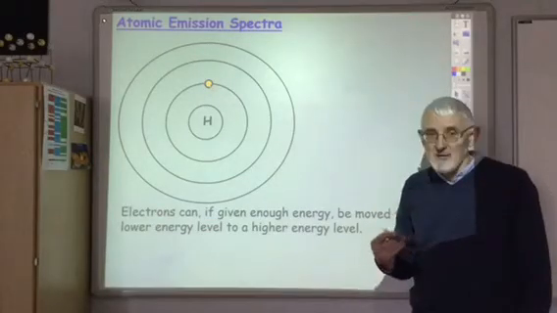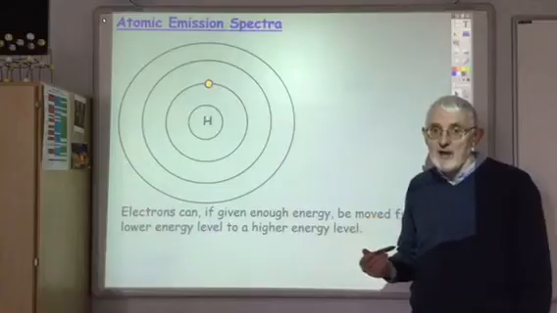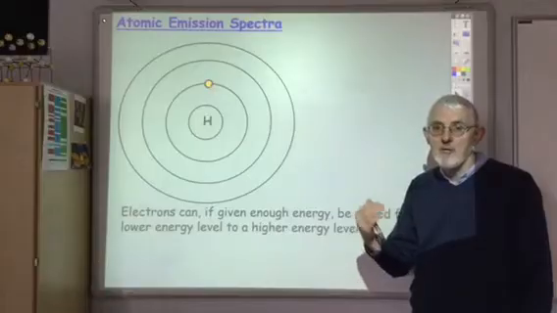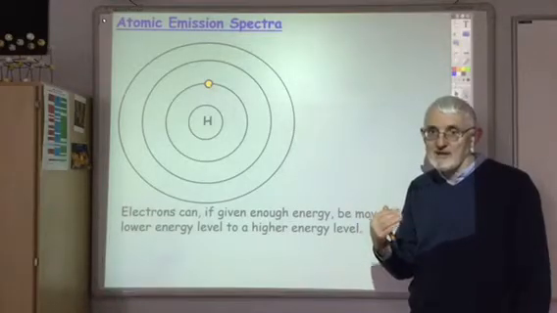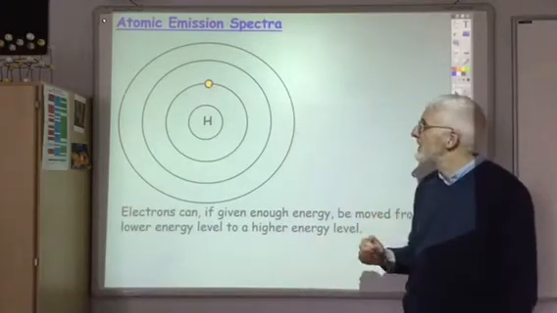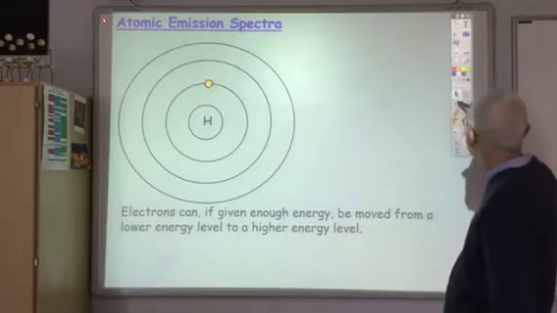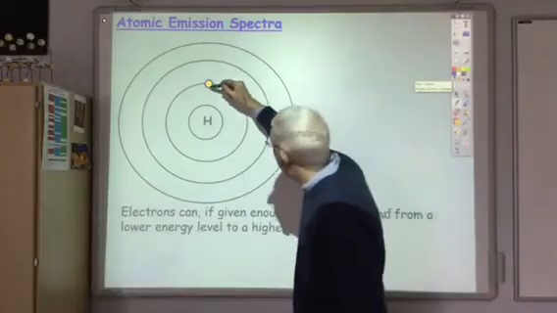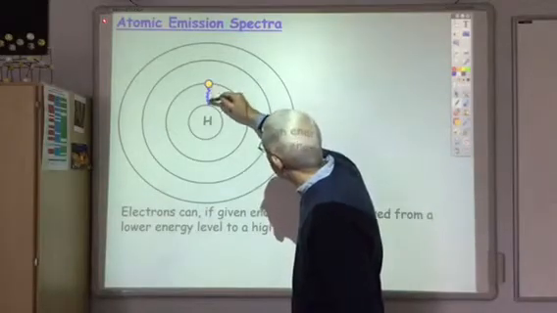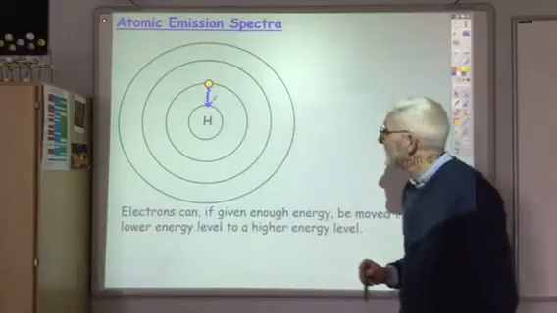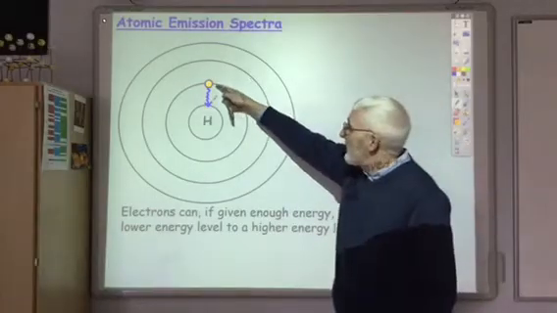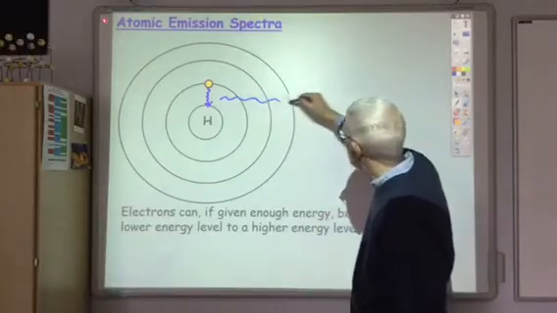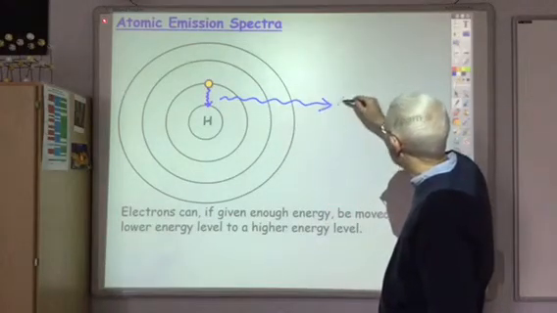Now, the electron is not very happy at this high energy level. It's kind of unstable. It's almost like a ball at the top of a hill, and it's very easily going to roll down the hill. A similar thing happens with the electron. It's going to eventually fall back down to the first energy level. It loses energy as it does this, and that energy gets emitted in the form of electromagnetic radiation.